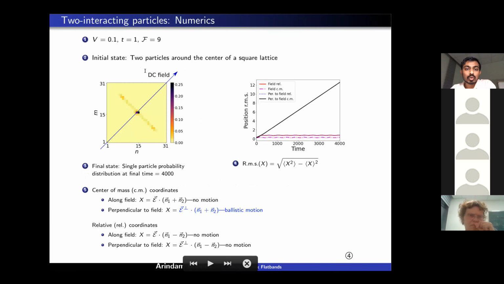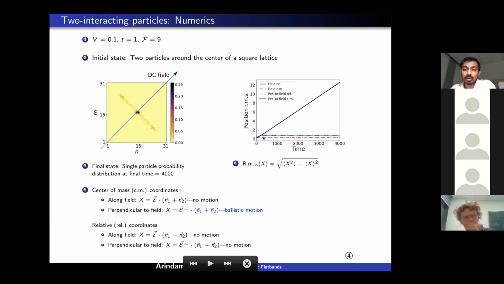Then I took a finite square lattice and started with two particles sitting around the center initially. The DC field is along the diagonal of the square lattice. What I found is this final probability distribution in position space. The particles are only distributed along the direction perpendicular to the field.